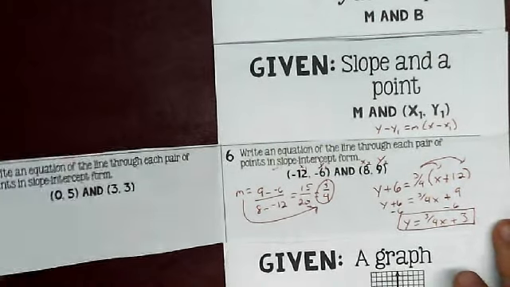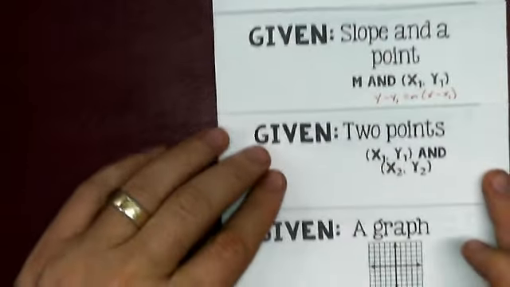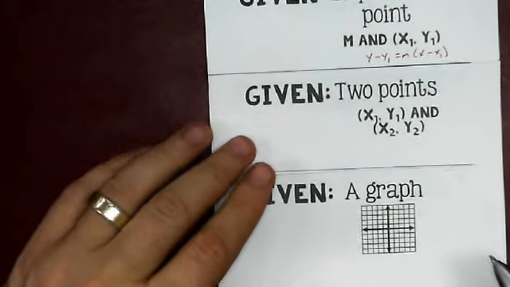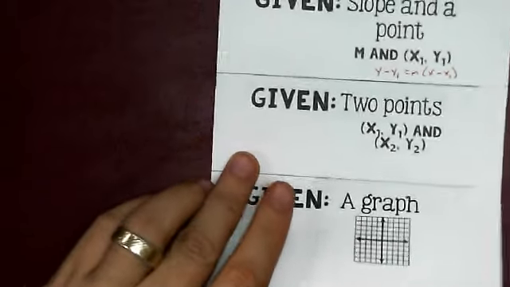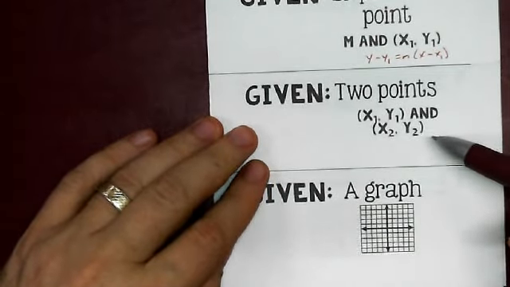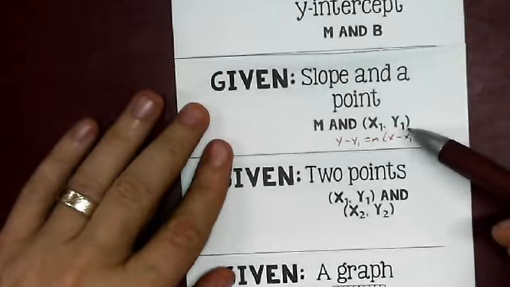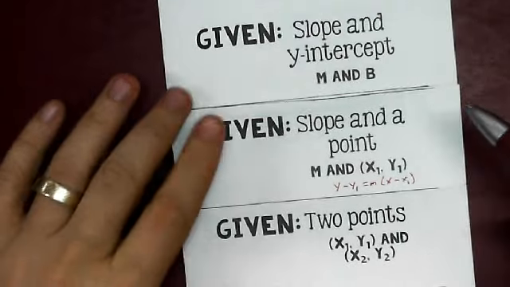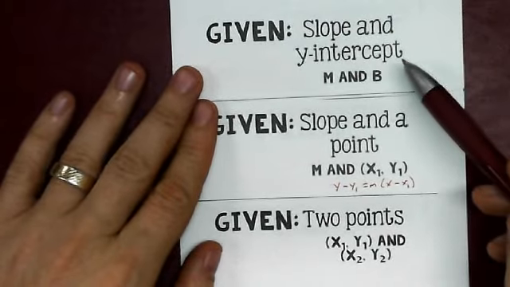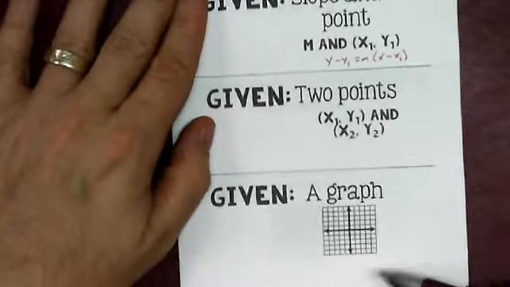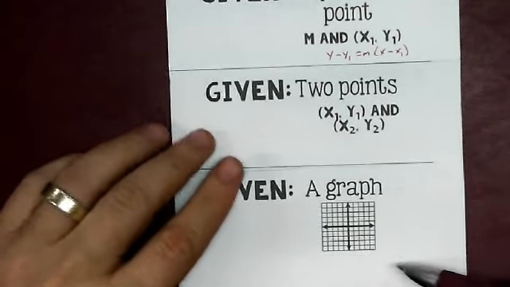Now, lastly, what is our equation given a graph? You can always turn your graph into 2 points. You can always find your slope from your graph by using rise over run and then choosing a point. But ideally, we want to use this top one, which is given an m and a b, what's my slope? So if I can find my slope and I can find a y-intercept, then I have my equation.